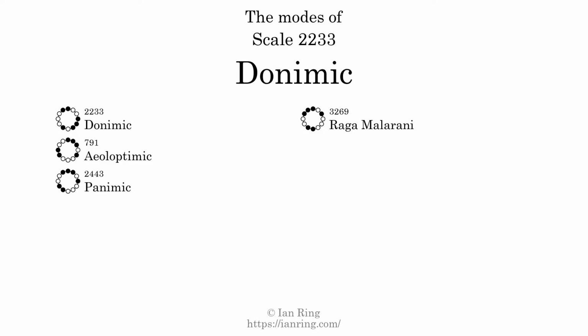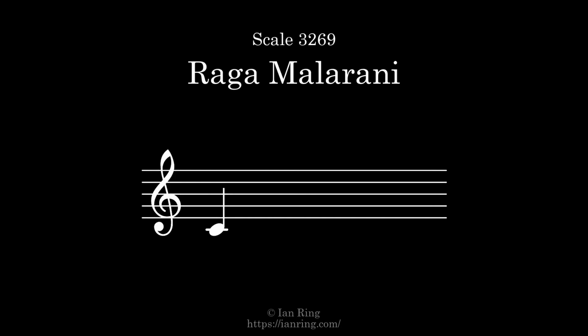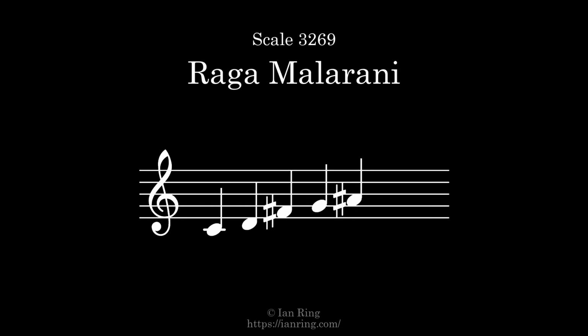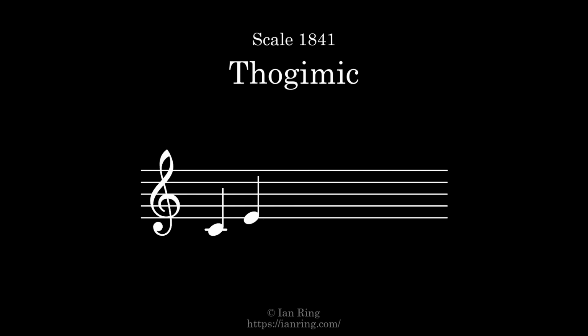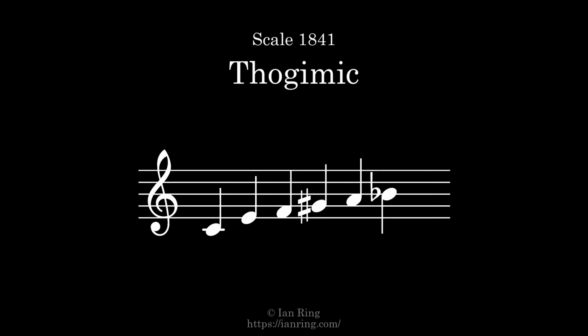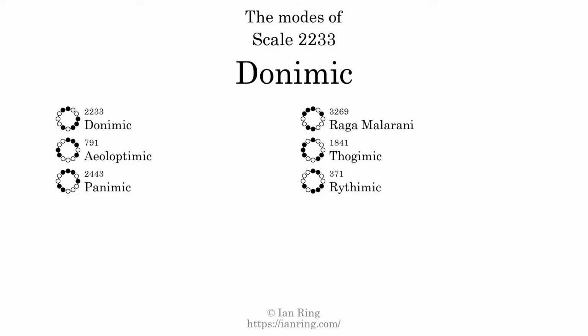The fourth mode is scale 3269, also known as Melody. It sounds like this. The fifth mode is scale 1841, also known as Donimic. It sounds like this. The sixth and last mode is scale 371. Also known as rhythmic. It sounds like this.